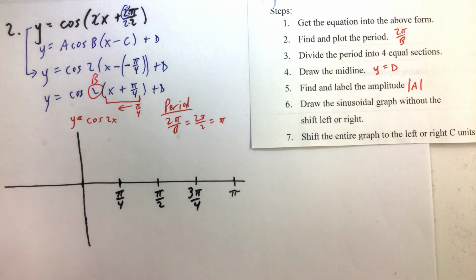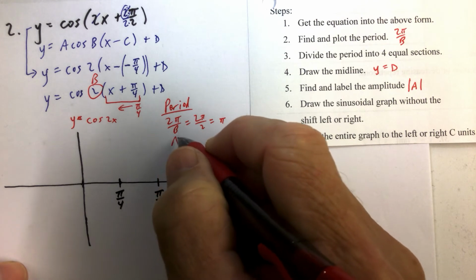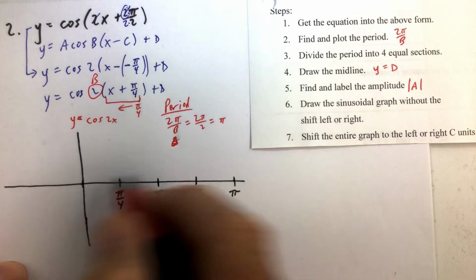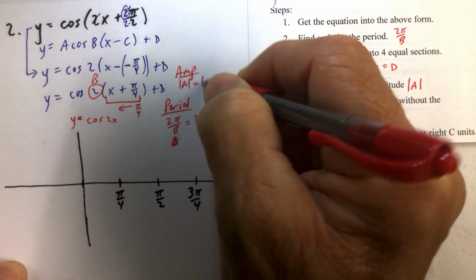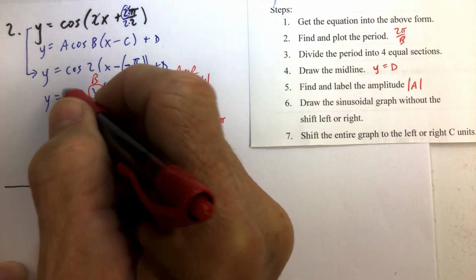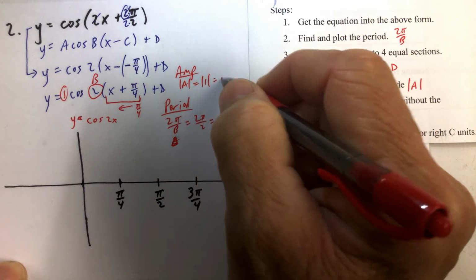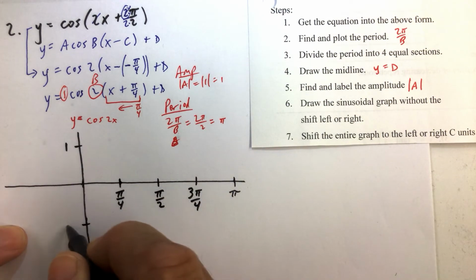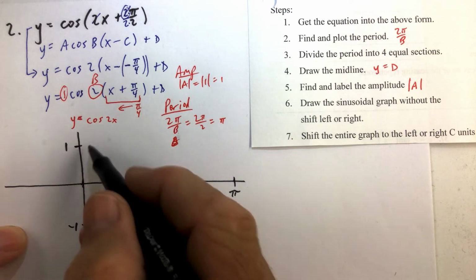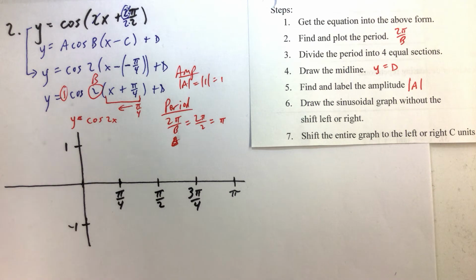And then find and label the amplitude. The amplitude would be the absolute value of a, and the a value is 1. It's the coefficient in front of the cosine. So that's just 1, just like the last graph, where we had an amplitude of 1. It's the distance between the midline and the high point, and the distance between the midline and the low point. That's our amplitude. And then draw the sinusoidal graph without the shift left or right.